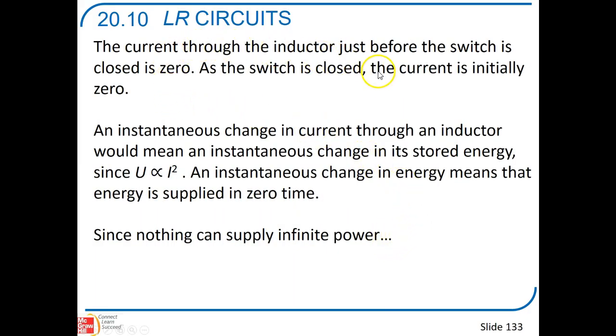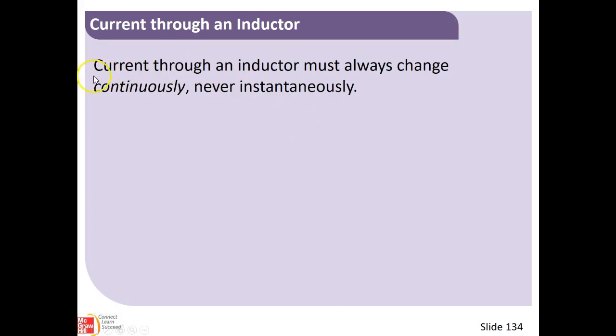So the current through the inductor just before the switch closed is 0. After it's closed, the current is initially 0. And then an instantaneous change in the current through an inductor would mean an instantaneous change in its energy. So an instantaneous change in energy means that the energy supplied is in 0 time. So nothing can supply infinite power, and therefore current through an inductor must always change continuously, never instantly.